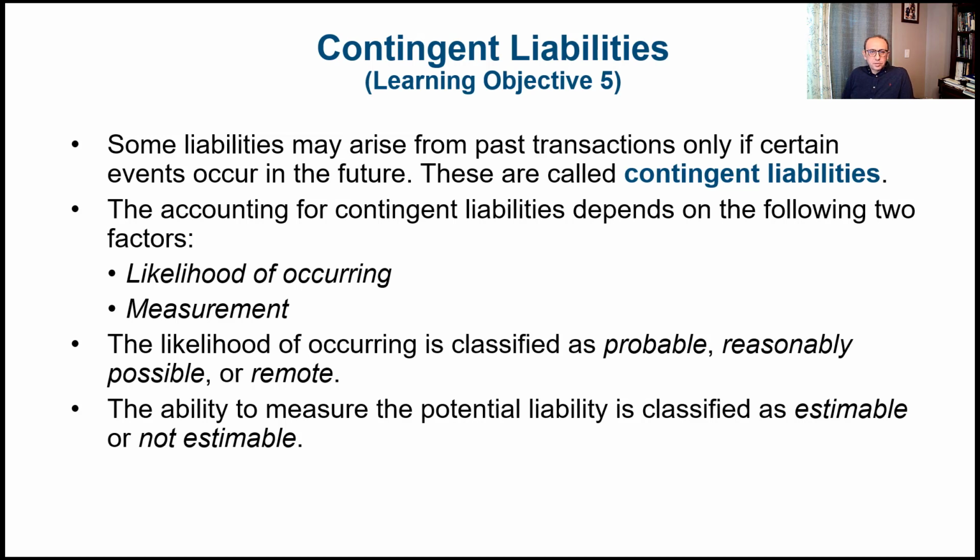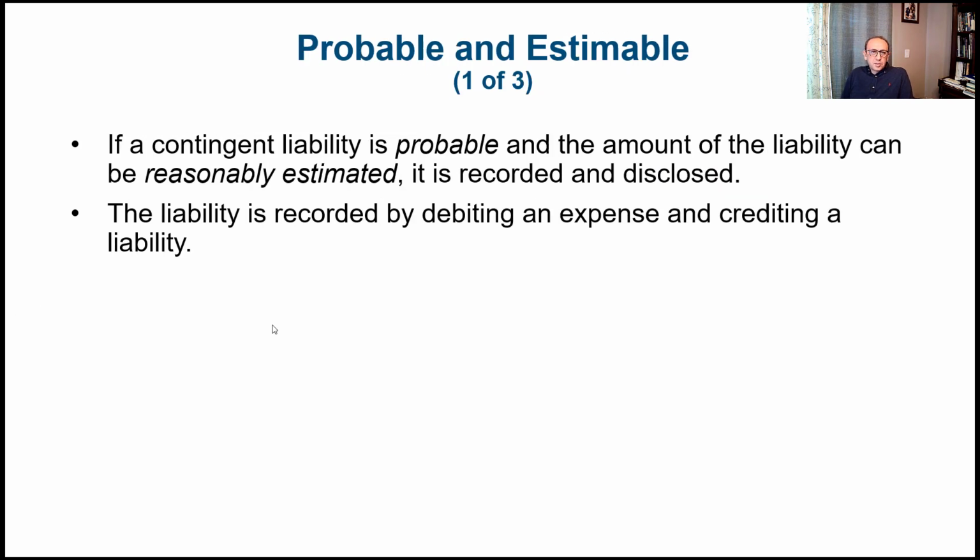The ability to measure the potential liability is classified as either estimable, where we can estimate it, or not estimable. In other words, we cannot estimate the amount or the value. So for probable and estimable, let's clarify this a little bit further. If a contingent liability is probable and the amount of the liability can be reasonably estimated, it's recorded and it's disclosed. By recorded, we mean we record the liability in the balance sheet, and we disclose it in the footnote. The liability is recorded by debiting an expense and crediting a liability.